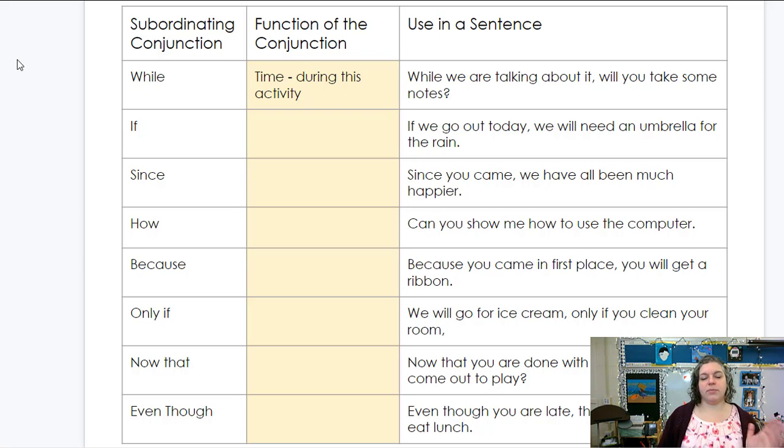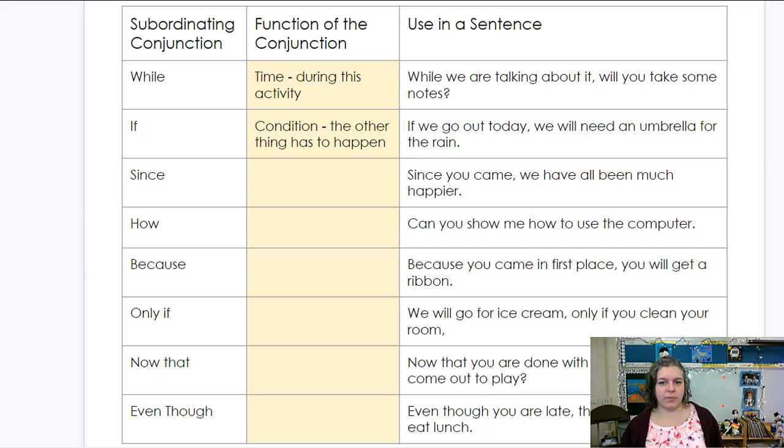So we have the subordinating conjunction while, and the function of this conjunction is time. It's telling during this activity. So in the sentence, "While we are talking about it, will you take some notes?" that while is saying when the notes are going to be taken.